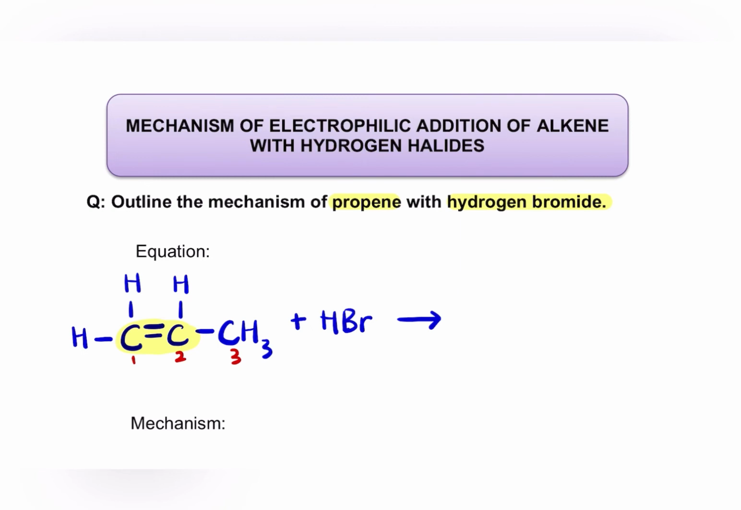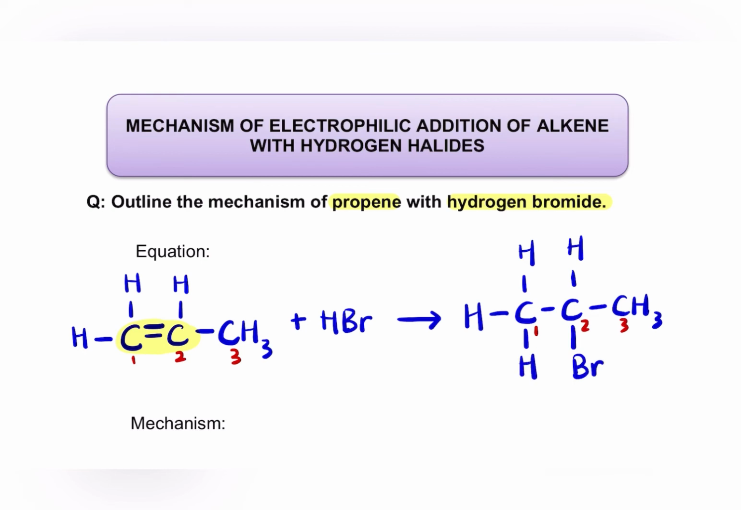So my product will be H bonded to C, and you've got H, single bond C, and then CH3. For the numbering, you've got carbon 1, carbon 2, carbon 3. So carbon number 2 will attach to Br and carbon number 1 will attach to hydrogen. So this is my product and my chemical equation.